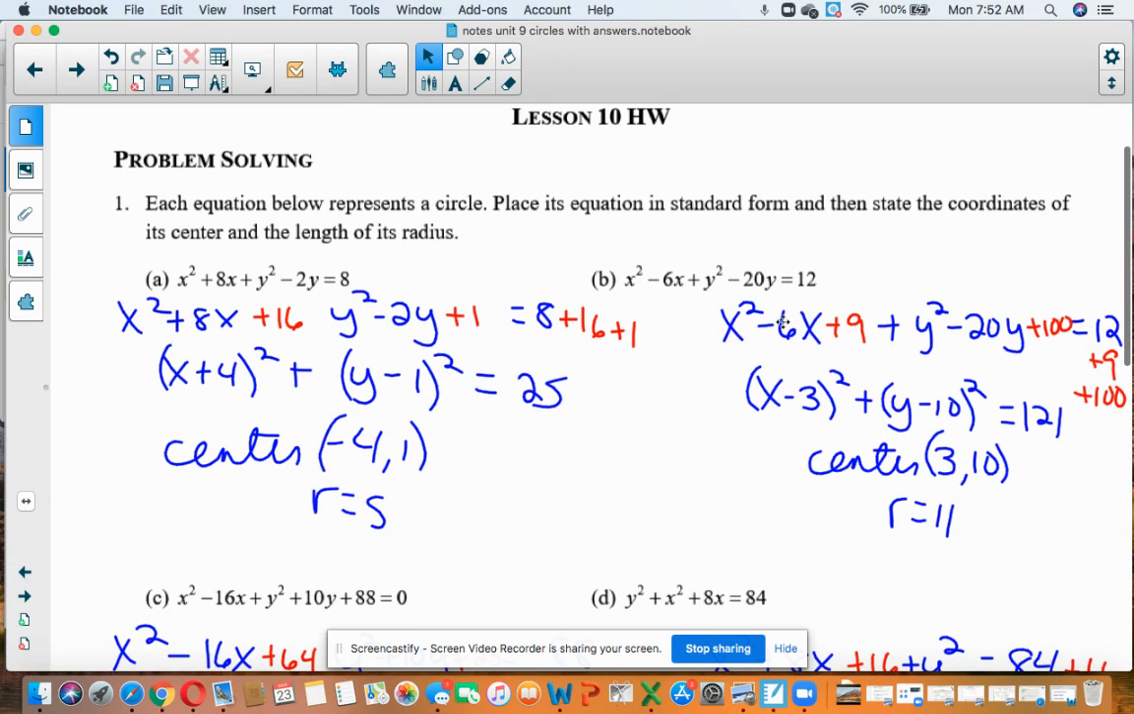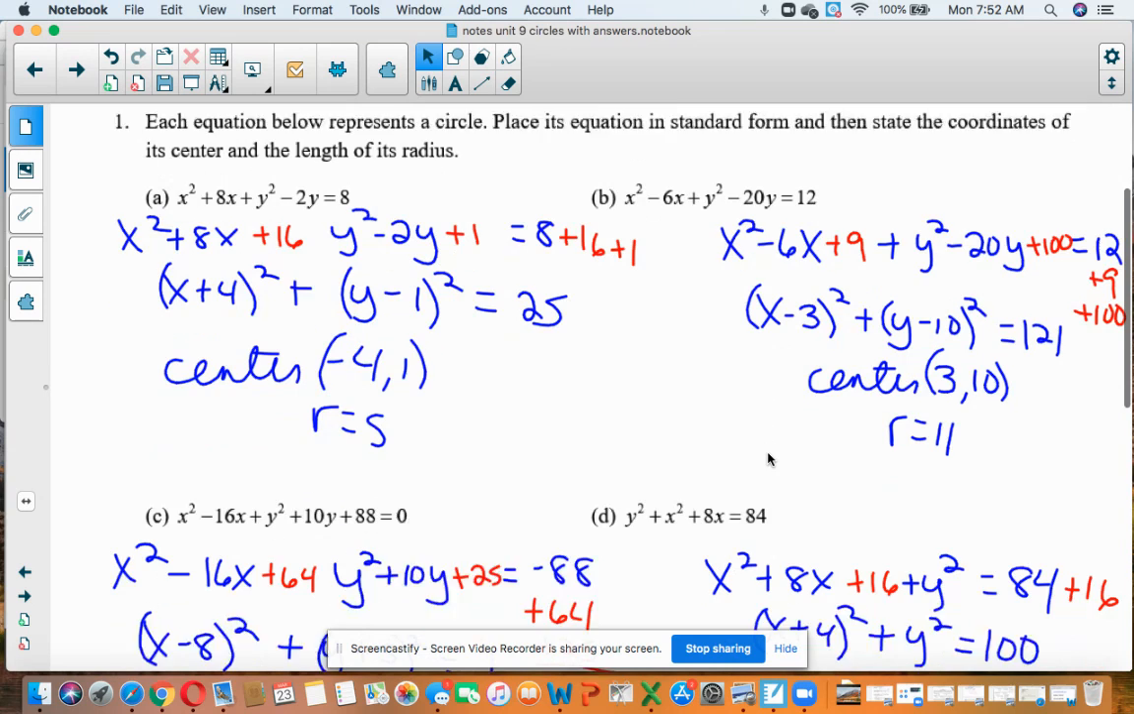Same thing was going on. Okay, separate them, leave a gap. Figure out what you're adding to the x's and what you're adding to the y's. Whatever you add, though, on the left must be added on the right. Once you have these trinomials, then they can factor. This is x minus 3 squared, and this one factors to y minus 10 squared.